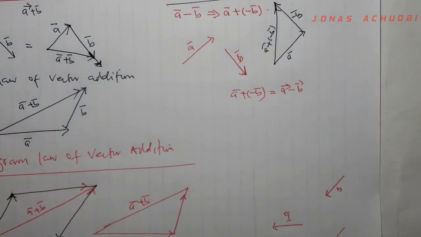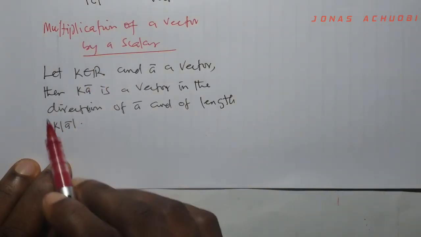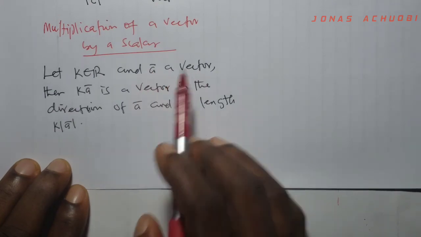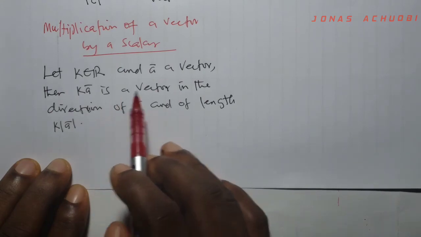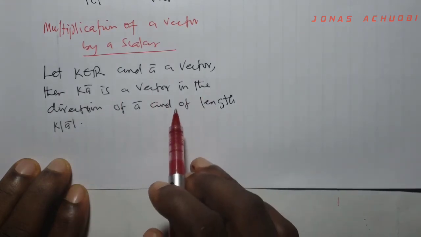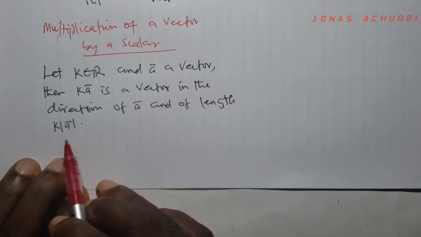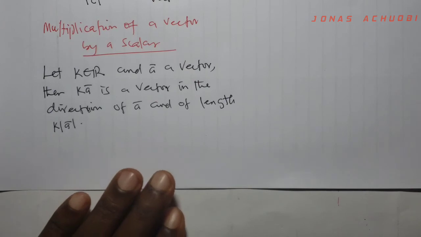The last thing we're going to look at is what we call multiplication of a vector by a scalar. Let K be a real number and A a vector. Then the product K times A is a vector in the direction of vector A and of length K times the length of vector A. Wow. Let us see what this means geometrically.